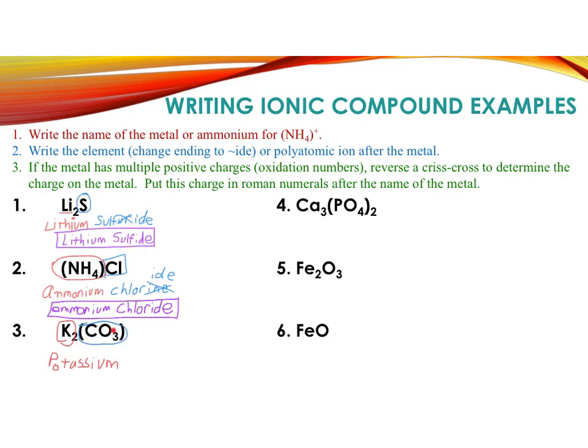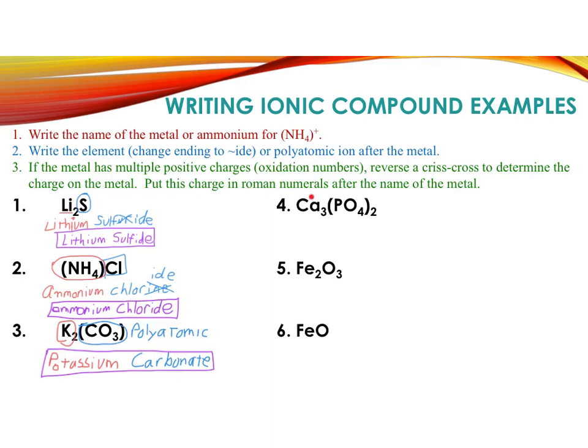CO3 is in parentheses, alright, plus it contains more than one element, so this is a polyatomic ion. I need to go look it up. CO3 has the name of carbonate. I don't change the ending of polyatomics, so I'm done. The name of this is just potassium carbonate. See, polyatomic ions can make this really easy.